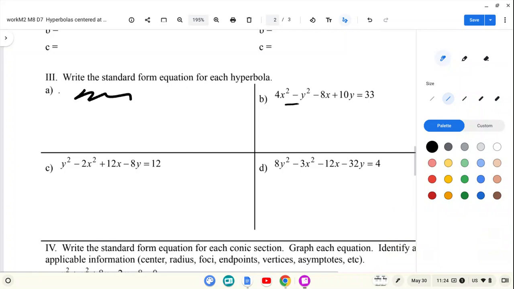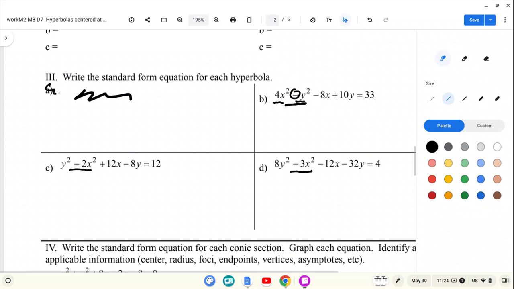You know it's a hyperbola because if either x squared or y squared is negative, then it has to be a hyperbola. Since right here the x squared is negative, that means it's a hyperbola. In this one, the x squared is also negative. It's a hyperbola.